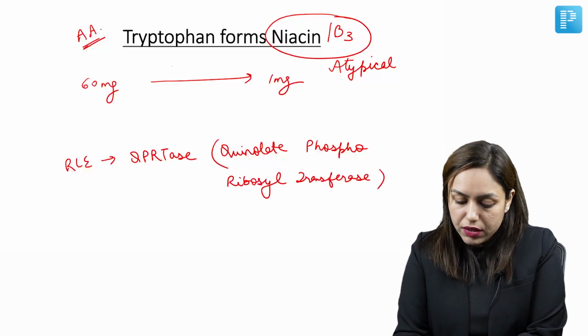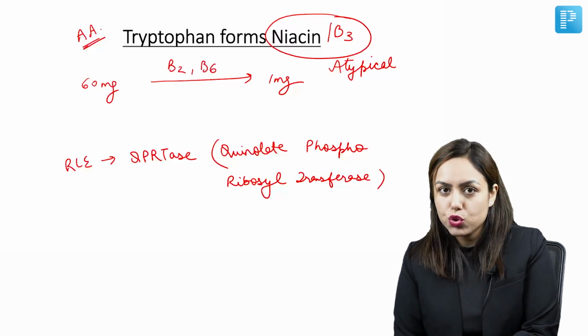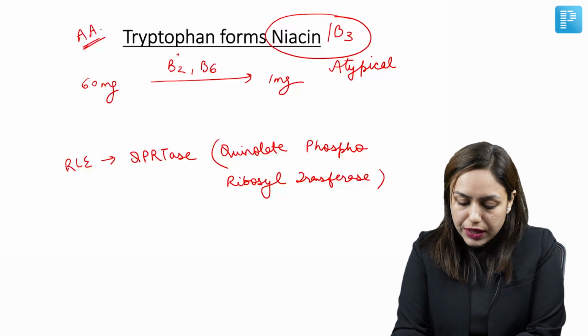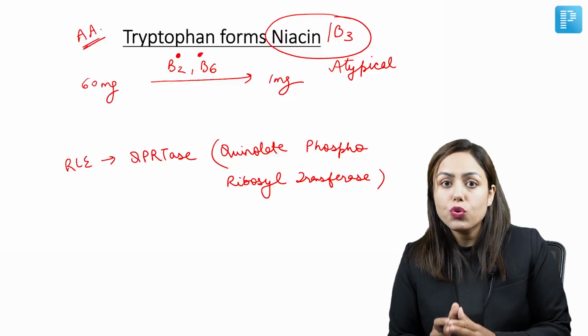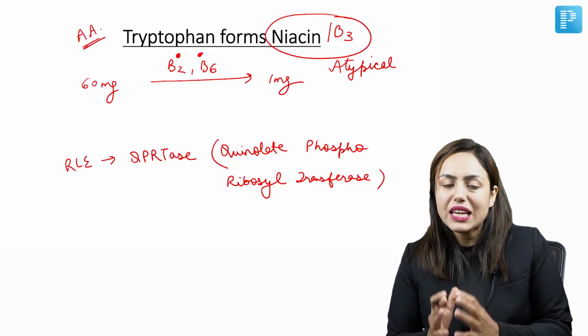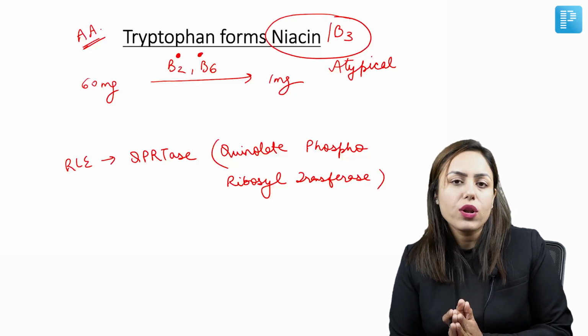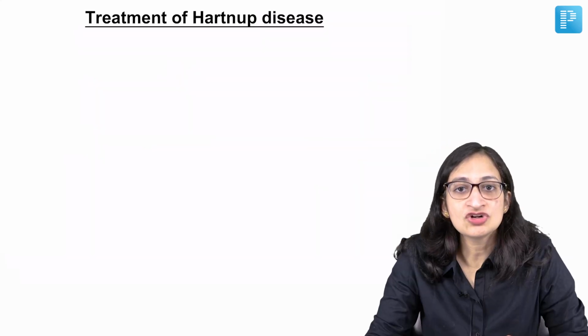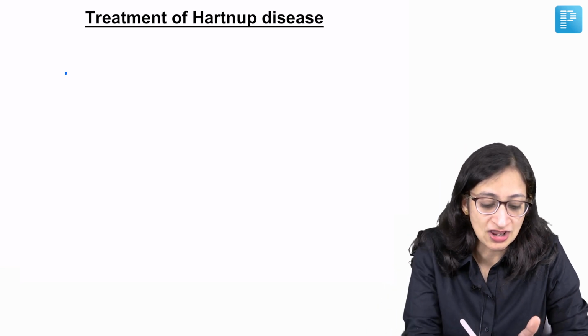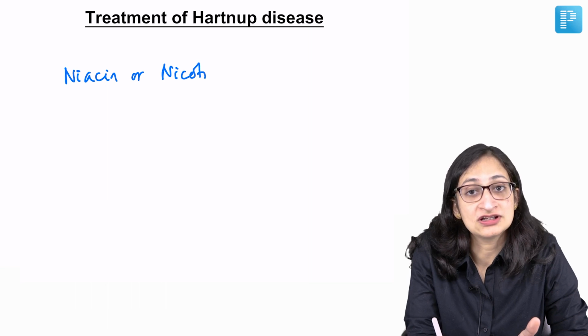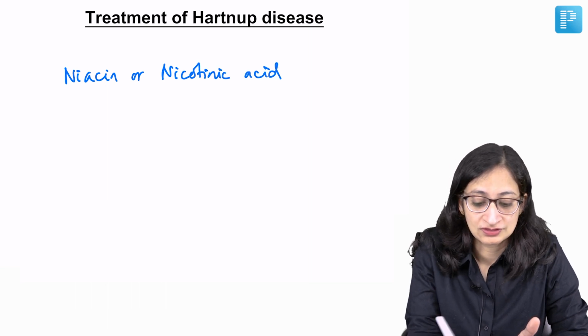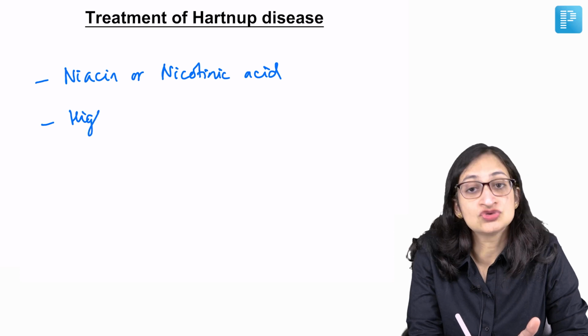And in this pathway, vitamin B2 and B6 are involved. So, can I say that B2 or B6 deficiency will also lead to pellagra, that is B3 deficiency? Most of the B complex vitamins are interlinked. That's why in the treatment, they all are usually given together. For treatment of Hartnup disease, we've already mentioned that we have to give niacin or nicotinic acid and also a high protein diet. With that, these individuals do very well.